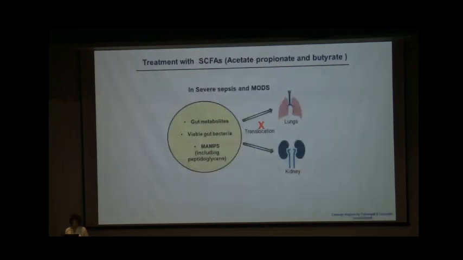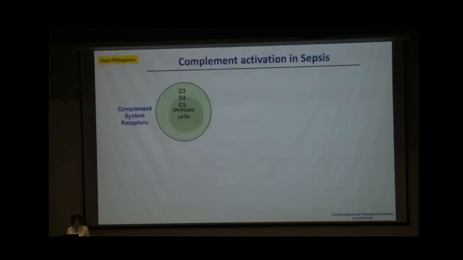It was shown in one of the studies, not liver sepsis, but kidney sepsis and lung sepsis, that when people used acetate, propionate and butyrate, they saw that there was no translocation and the mortality rate improved. So I already told you the decade of events. We cannot complete the sepsis story only with the immune cells and the cytokines.